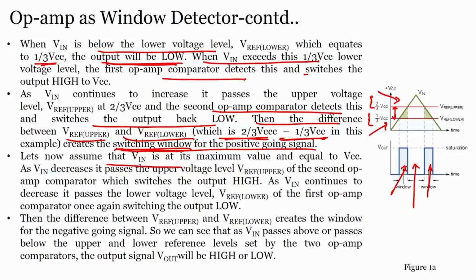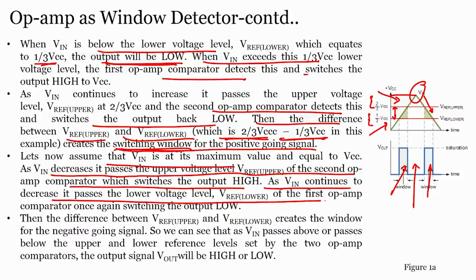Now, let us assume that V in is at its maximum value, equal to VCC, which is here. As V in decreases, it passes the upper voltage reference of the second op amp comparator, which makes the output high. That means when V in goes back low, suddenly the output becomes high, because the second op amp turns high. As V in continues to decrease, it passes the lower voltage level of the op amp, and the op amp which was on will turn the output to 0. So the lower op amp will again switch the output to low.